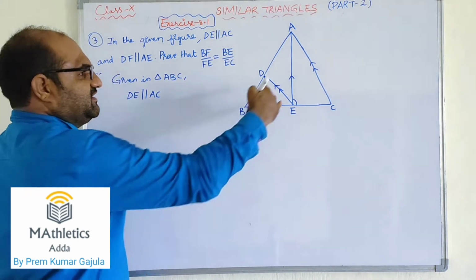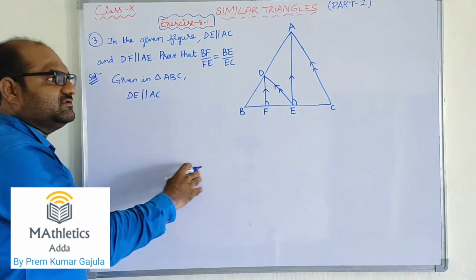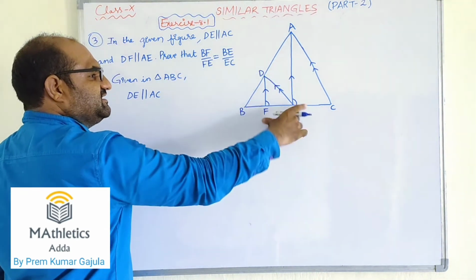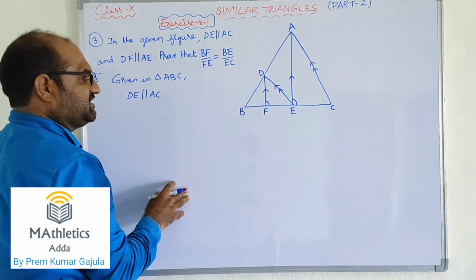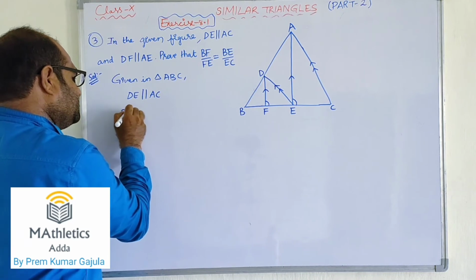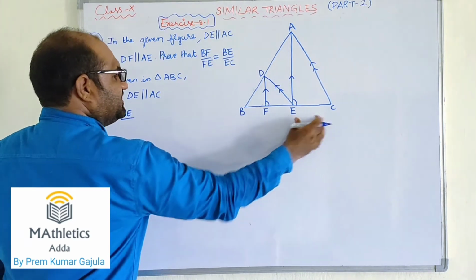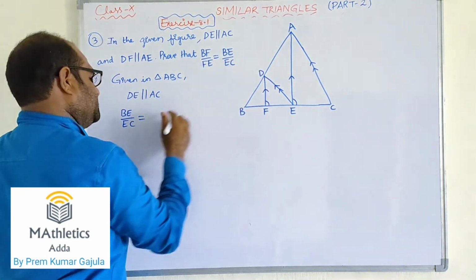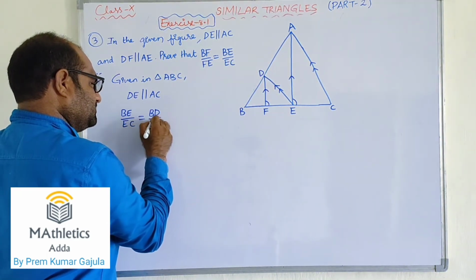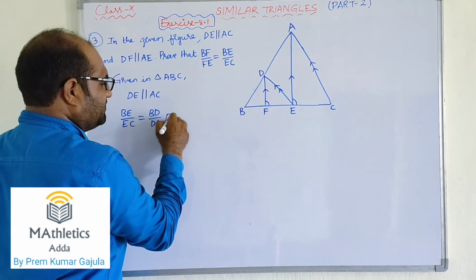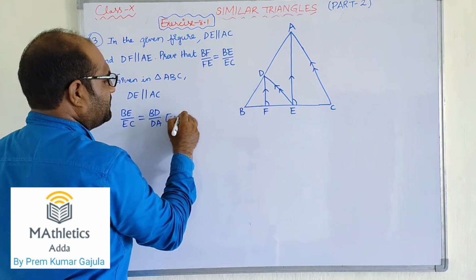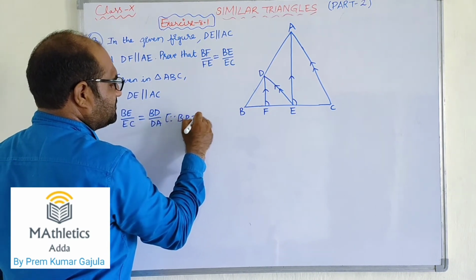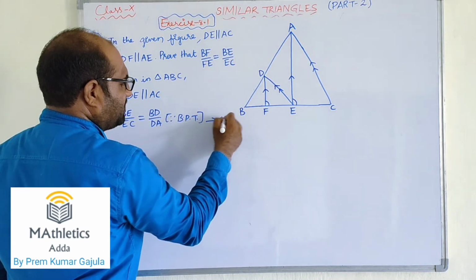So we know that if this is parallel to this, then it divides this and this in equal ratio from basic proportionality theorem. That is BE by EC is equal to BD by DA from BPT. Let it be equation number 1.